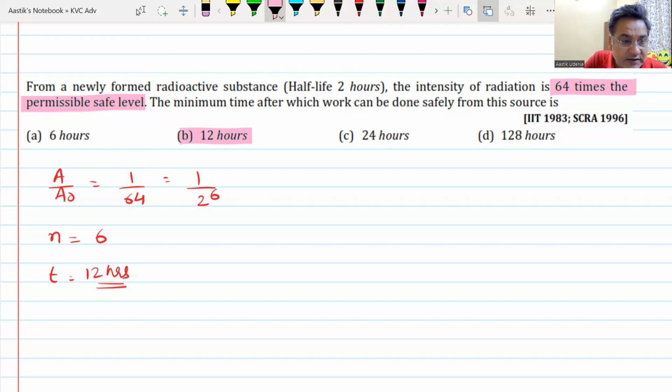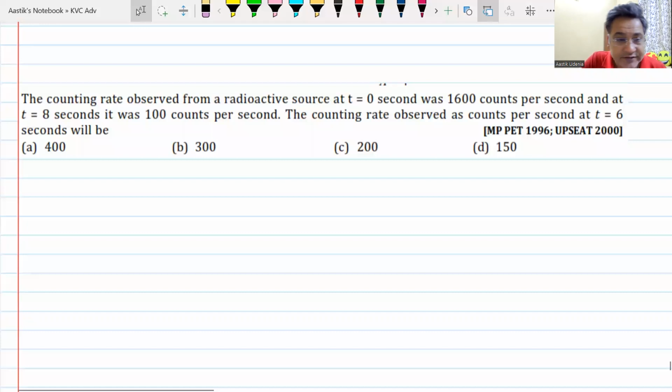Are you able to understand this? Yes or no? Remember the different ways in which the same question can be asked. This is another way in which the same question can be asked. The counting rate observed from a radioactive source at 0 seconds was 1600 counts per second, and at 8 seconds it was 100 counts per second. The counting rate observed as count per second at t is equal to 6 seconds would be how much?